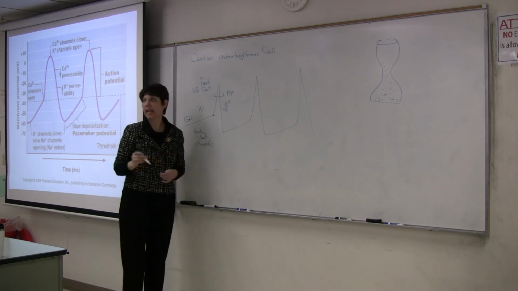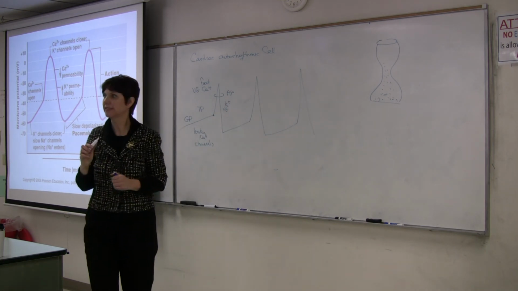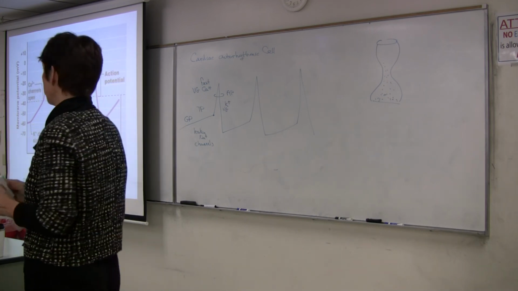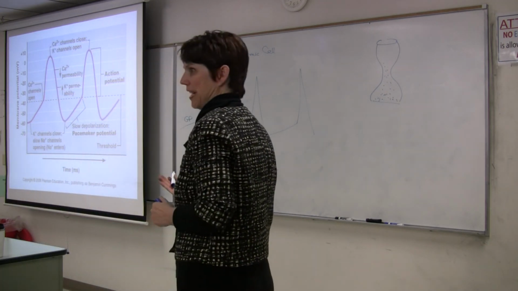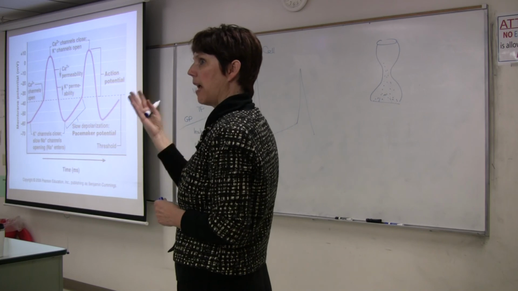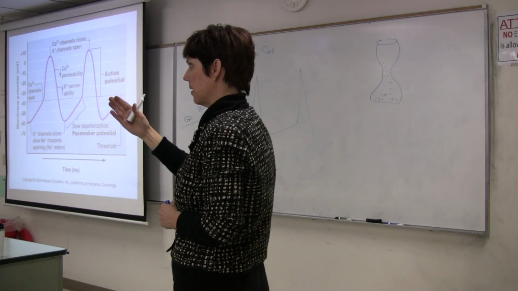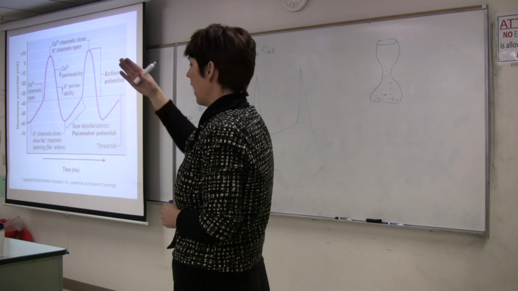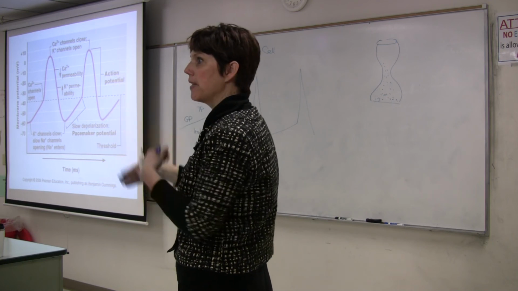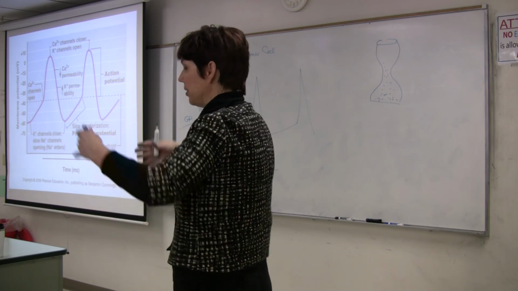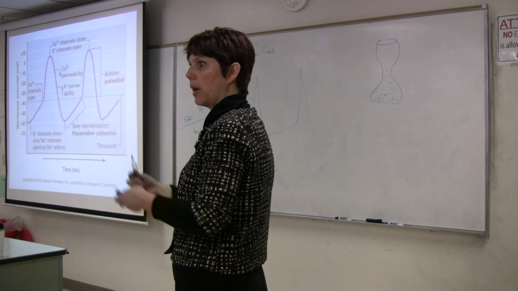And those are going to allow potassium to leave the cell, because it's going from its high concentration to its low concentration. As potassium ions leave the cell, the inside of the cell becomes more negative and repolarizes. Obviously, we need active transport pumps to move the sodium back out again, or it would just fill with sodium and swell with water.